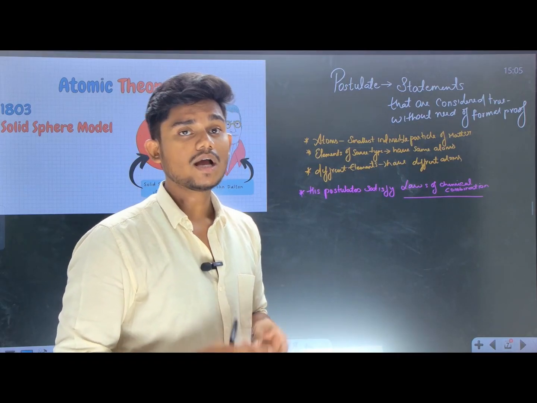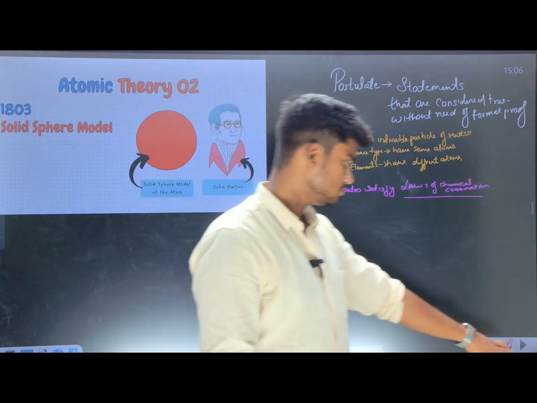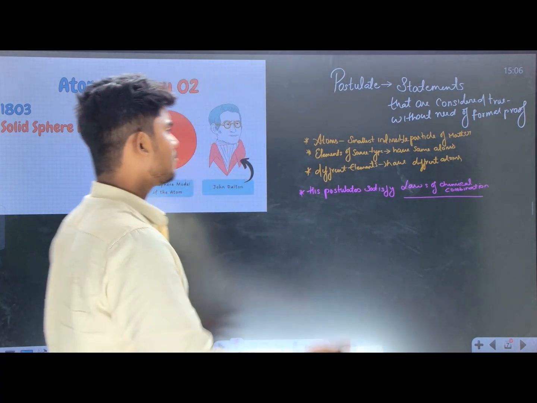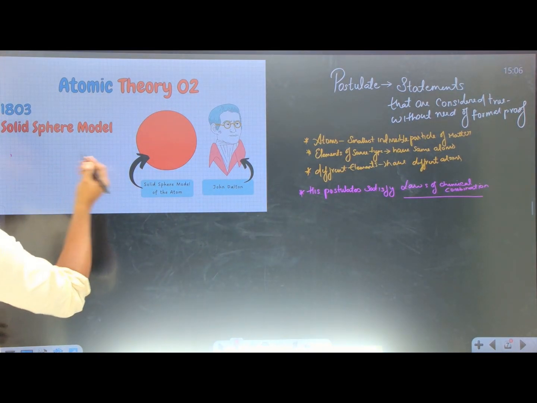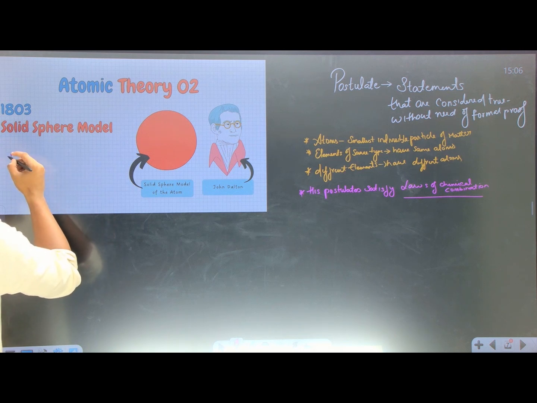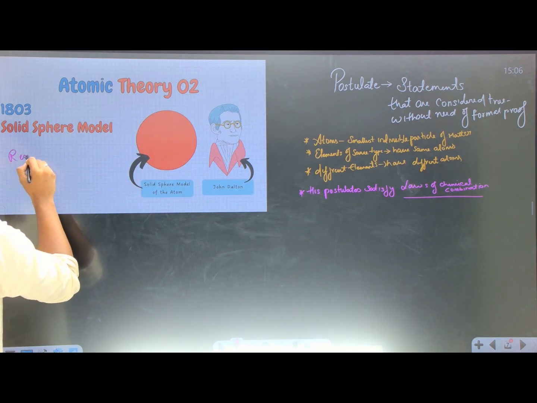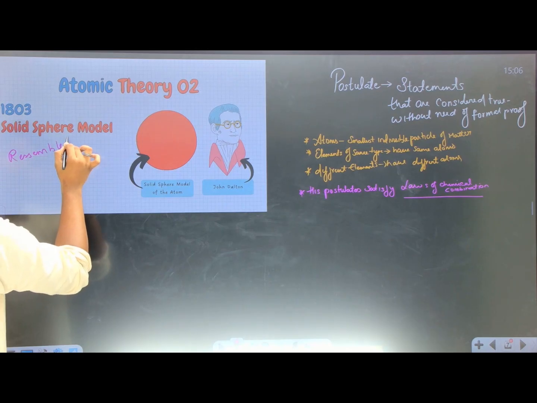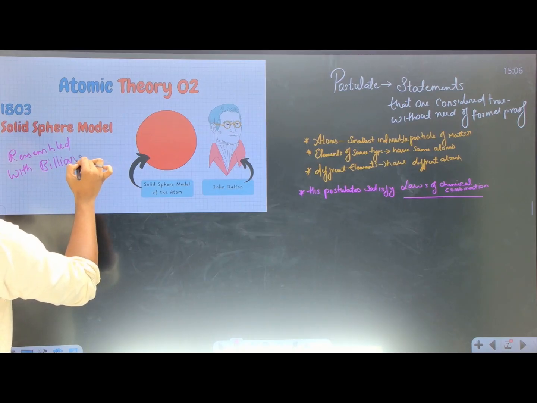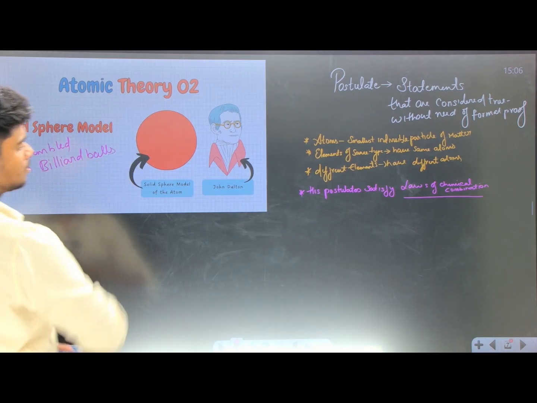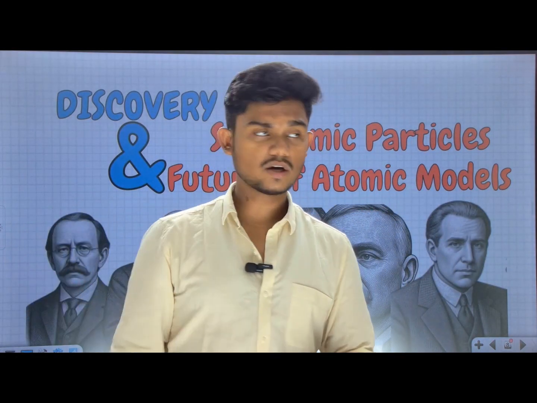Sir John Dalton's work laid down the foundation for the laws of chemical combination and atoms. Based on his observation, he proposed the solid sphere model, which was a ball-like structure, and people compare it to a billiards ball that is used to play snooker. So that was Sir John Dalton's work, which we have studied in detail in our previous chapter.